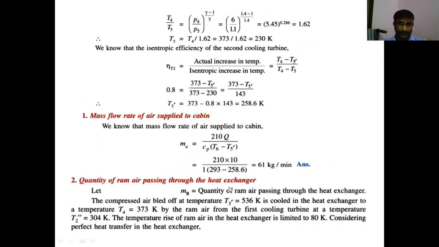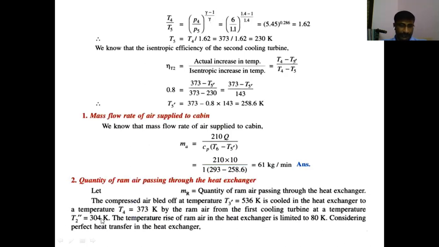Quantity of ram air passing to the heat exchanger. Let MR be the quantity of ram air passing to the heat exchanger. The compressed air bled off at temperature T3 dash, this is the temperature of air after the main compressor, 536 kelvins, is cooled in the heat exchanger to a temperature T4 of 373 kelvins by the ram air from the first cooling turbine at temperature 304 kelvins. At this temperature, the air is used as a cooling medium. The temperature rise in the ram air in the heat exchanger is limited to 80 kelvins. This is given in the problem.